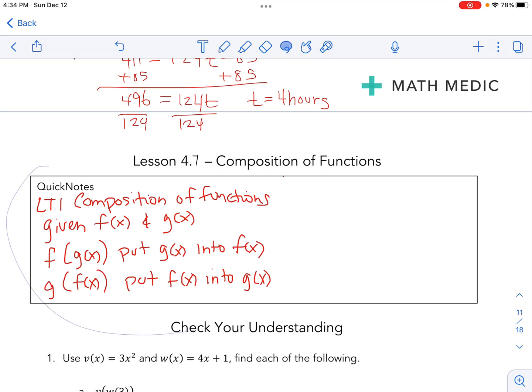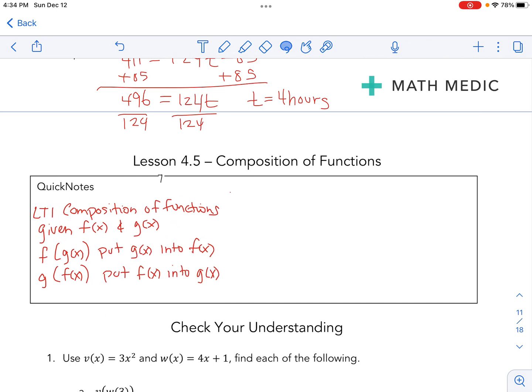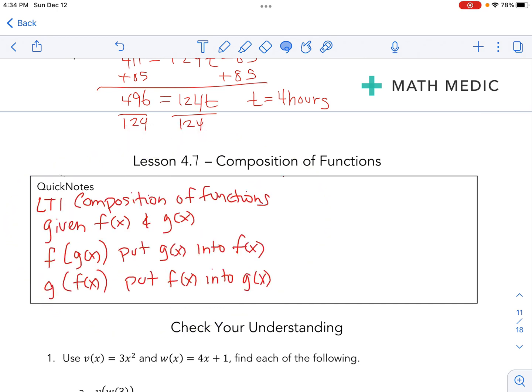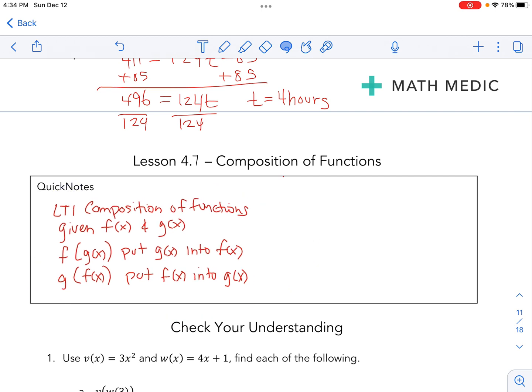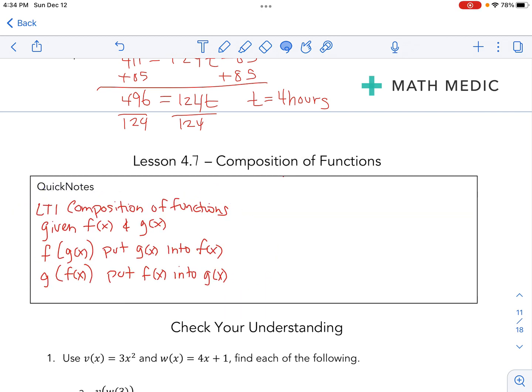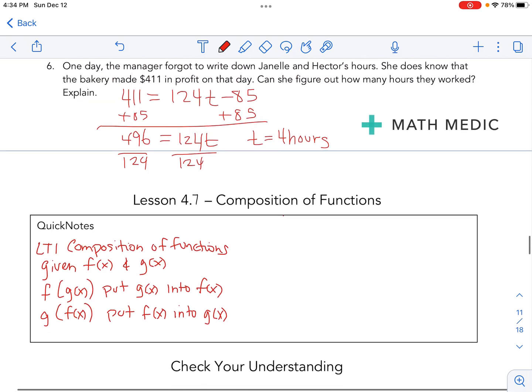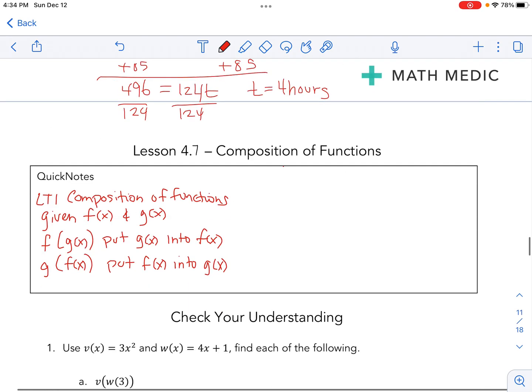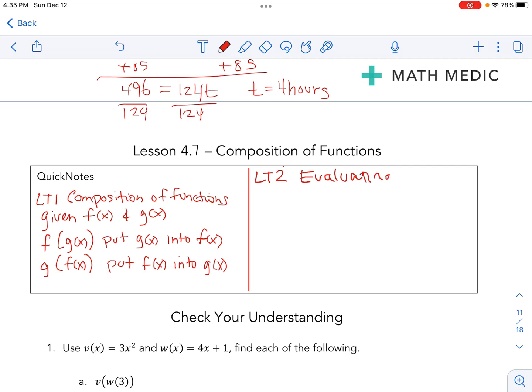We do have another learning target, and hopefully I've got the space for it. So let me just shrink that down a wee bit. There we go. Okay, so the other learning target, number 2, says how do you evaluate this? So the nice thing is there's kind of two ways of evaluating a composition. So this is the evaluating part.